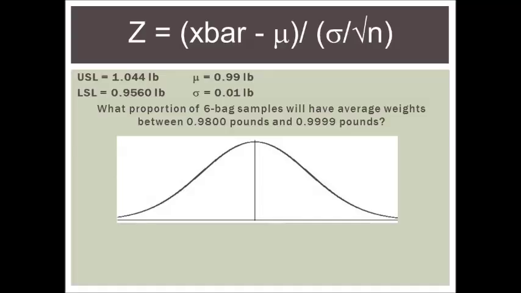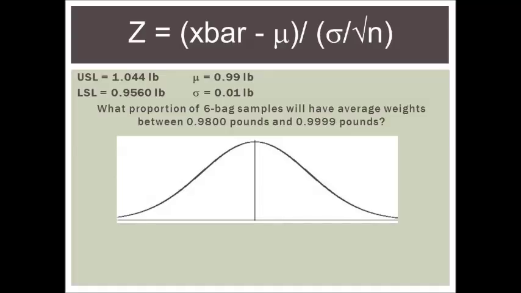All right, here is our normal curve, and here's our question. What proportion of 6-bag samples will have average weights between 0.98 pounds and 0.9999 pounds? So what proportion of 6-bag samples, or if we pull out a 6-bag sample, what's the probability that its weight will land somewhere between 0.98 and 0.9999 pounds?